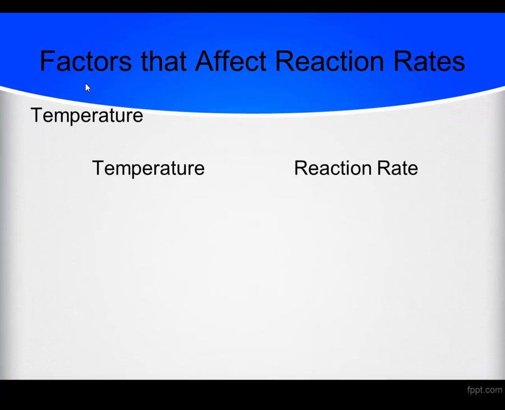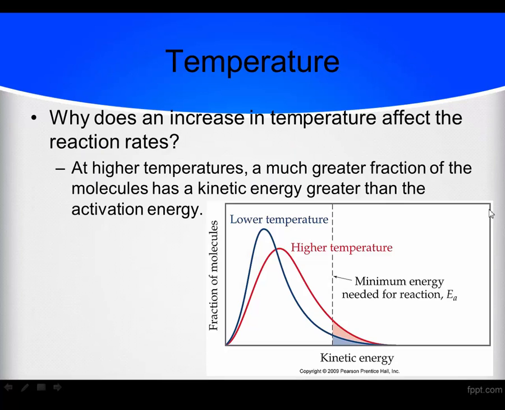Temperature, as it increases, increases the speed at which things collide with each other. That might not necessarily mean that you get a good reaction, but it is going to increase the number of collisions that occur, which again is going to increase the number of effective collisions. So temperature affects the rate of a reaction. And the way that it affects a reaction is that at higher temperatures, a greater amount of molecules are going to have greater kinetic energy than the activation energy.